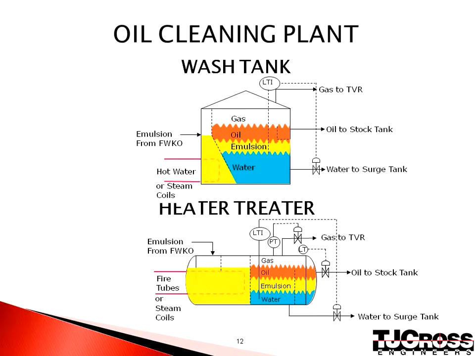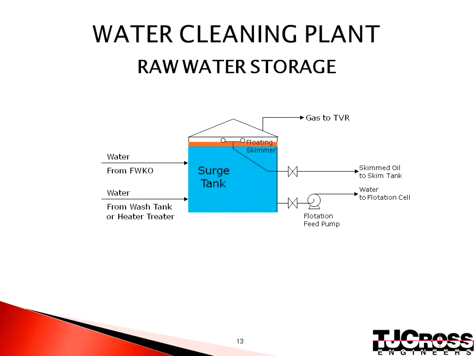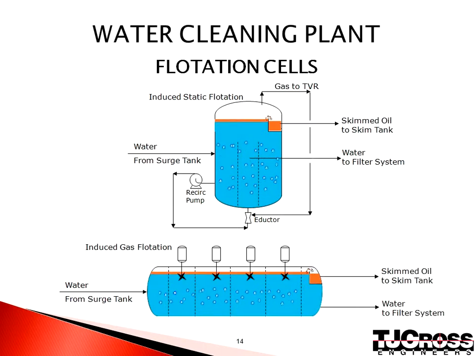Here is an example of a wash tank and heater treater. We can see how the fire tubes or steam coils are placed to heat the emulsion to separate oil and water. This example shows the removal of oil from a surge tank using a floating skimmer. Here we see the rising bubbles in a static flotation cell and in a gas flotation cell that aid in the removal of oil from produced water.